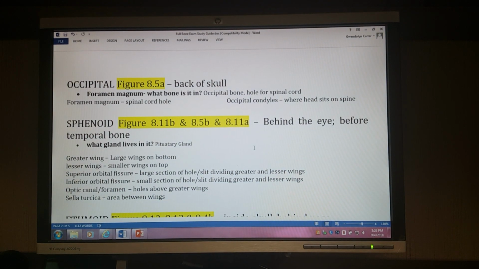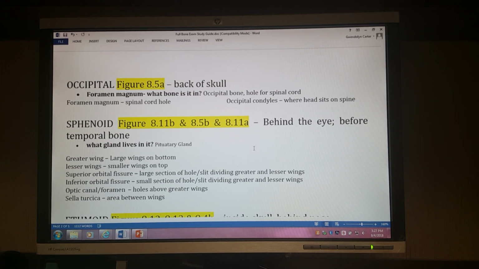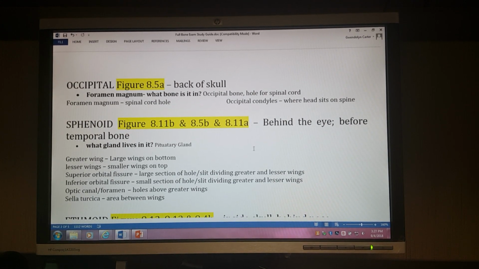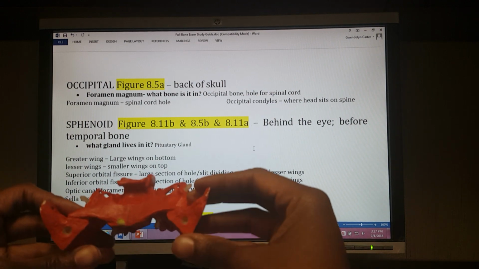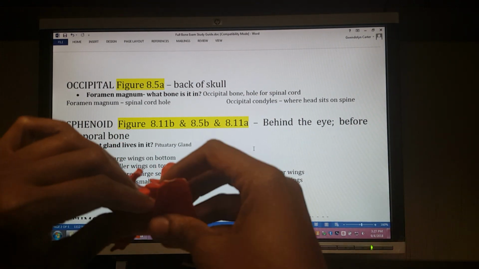For your sphenoid bone, one thing you do have to know, like my little example card of a little number 14. Of course, that's different from the actual number 14, but that doesn't matter. For that card, one of the questions that is special for the sphenoid bone is what gland lives in it, and that's your pituitary gland. Features to know for your sphenoid bone: you have your greater wings, which are the larger ones. Sorry, larger wings on the bottom.